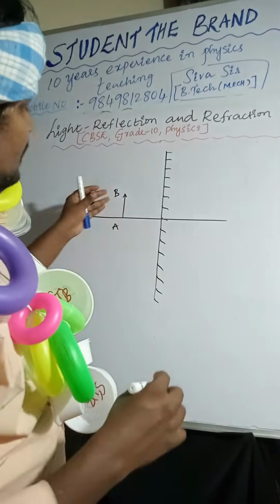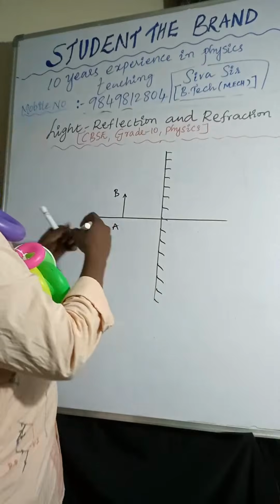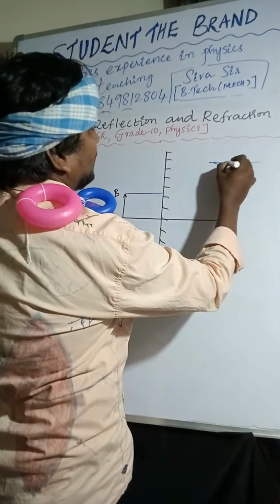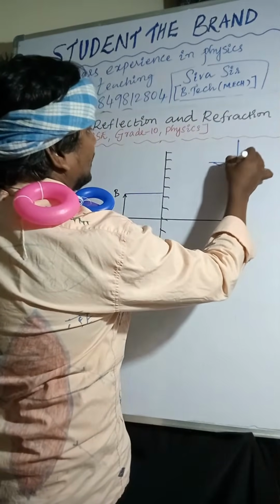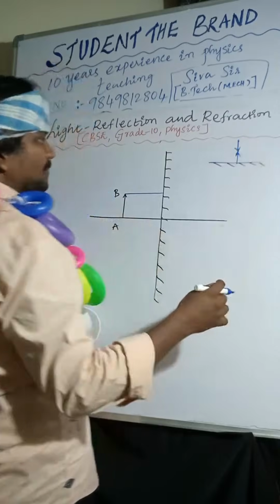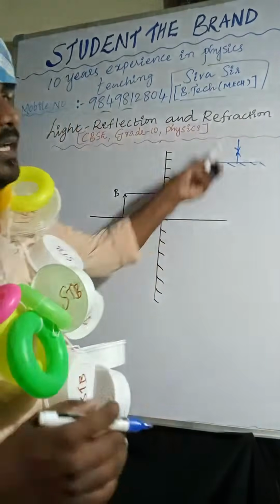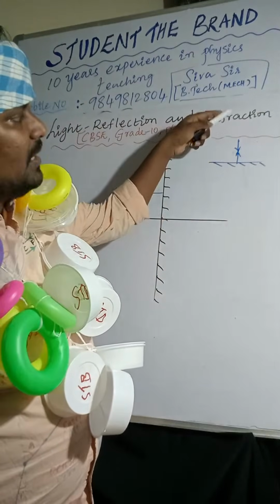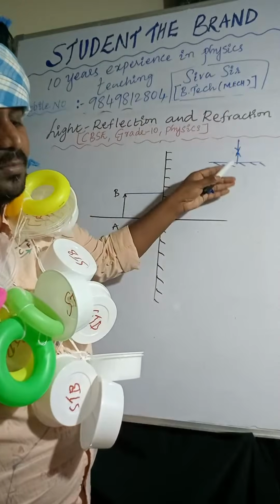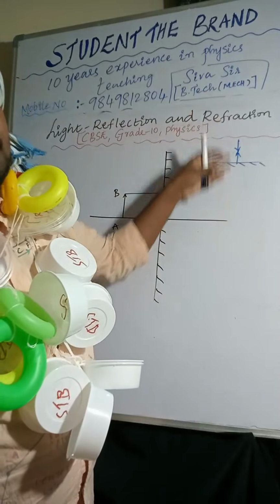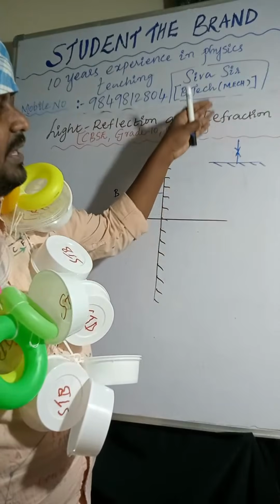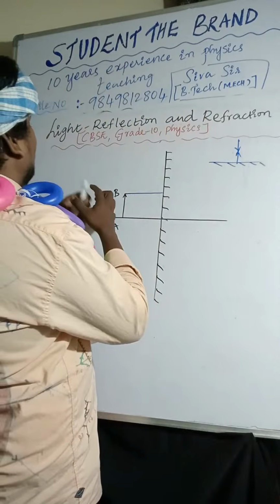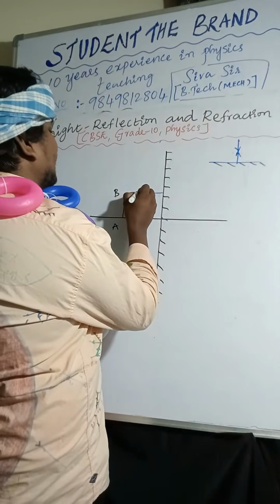So, plane mirror, object, light rays are coming from the object. When a light ray passes along the normal line, what happens? It reflects in the same path, so it moves in the same direction after reflection. So here also, if the light ray passes along the normal line, we have the incident ray and the reflected ray.